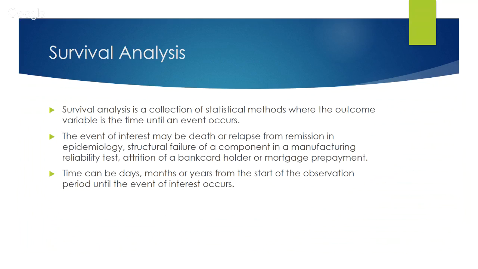Survival analysis is a collection of statistical methods where the outcome variable is the time until an event occurs. So in the case of what I'm talking about, the time until a company goes to zero and goes completely bankrupt. The event of interest may be death or relapse from remission in epidemiology, structural failure of a component in a manufacturing reliability test, attrition of a bank card holder or a mortgage prepayment if you're working for a bank, or, like I said before, the time until a company goes completely bankrupt. That time could be days, months, years from the start of the observation period until the event of interest occurs.